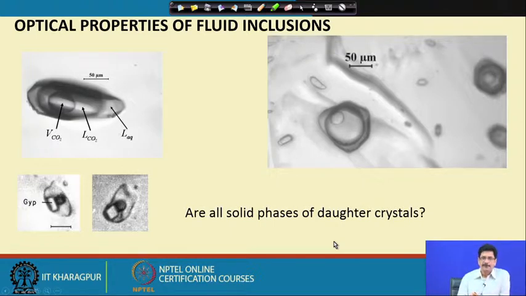The example of a polyphase inclusion with two liquids, an aqueous liquid and a carbonic liquid, and carbonic vapor. As you can see from the micron bar, it is a very large inclusion, measuring more than 100 microns in its maximum dimension, of a more or less regular elliptical shape. This is a very good example of an inclusion occurring in topaz, and there are several such inclusions shown here in the same topaz grain.